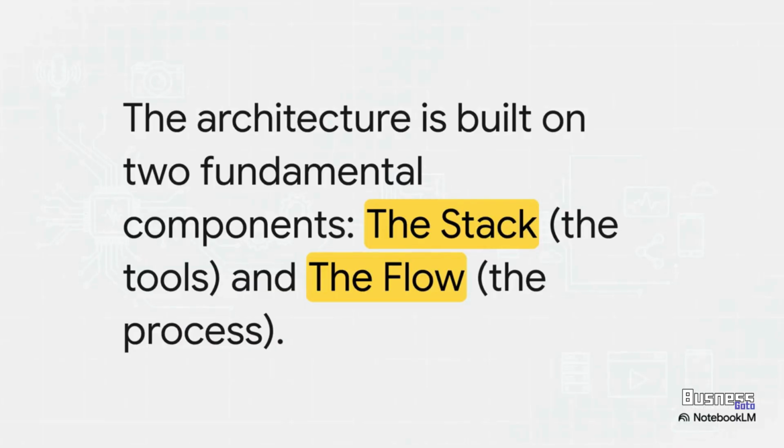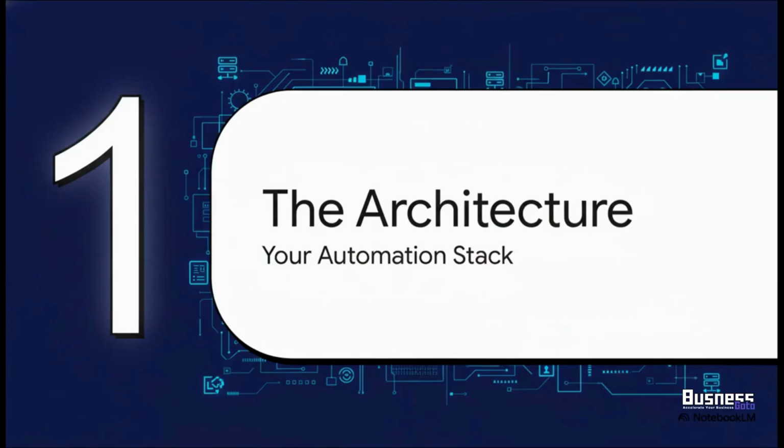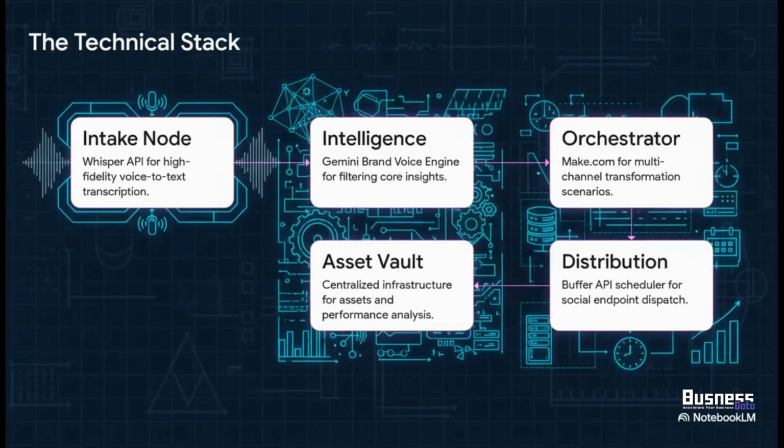Okay, so how does it actually work? The entire architecture is built on two fundamental pieces. First, you've got the stack. Think of this as the tools, the tech you need, kind of like the hardware. And second, you have the flow, which is the scripted process, the actual logic that tells the information where to go. So let's break down the stack first. So this part is all about that foundational layer. These aren't just suggestions. These are the non-negotiable building blocks, the specific technologies that make up the actual architecture of your authority logic system.